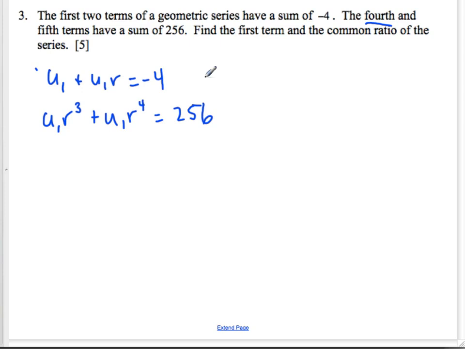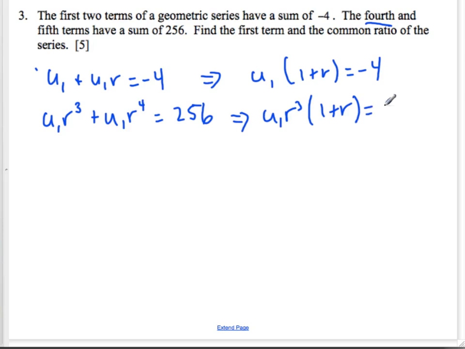But in order to do that, let's do a little bit of rearranging of these. I'm going to pull out a factor of u1 here. So u1 times (1 plus r) is -4. And this one here, I'll pull out u1 r cubed. I get (1 plus r) equals 256. And so now I have several options. I could solve for u1, substitute in, or I could also solve for 1 plus r and plug that in. I'm going to do that scenario.